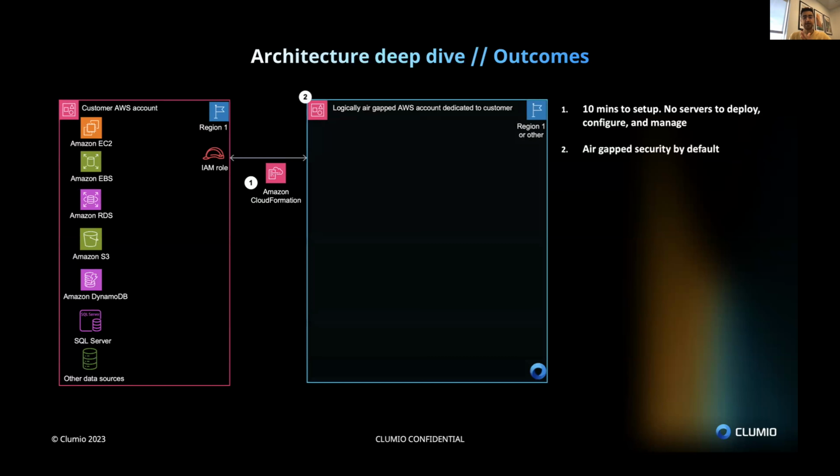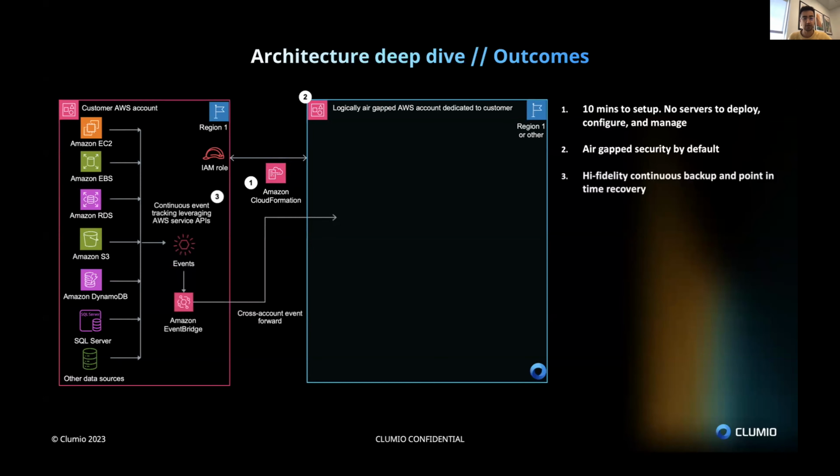Clumio then sets up a dedicated, logically air-gapped and immutable, always encrypted AWS account, which will house your backed up data. This is within the AWS backbone, so we ensure that backed up data never touches the public internet. Unlike a lot of traditional vendors, Clumio does not do a bulk copy of data sources from one place to another. Instead, we interface with the individual services at an API level.